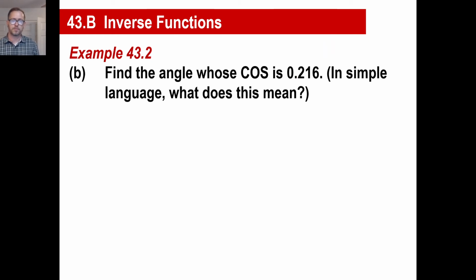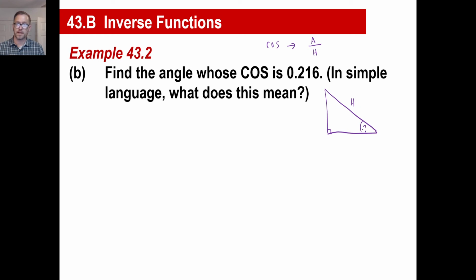All right, let's do another one. Find the angle whose cosine is 0.216. In other words, there's your triangle. All right, there's your hypotenuse. Let's say this is your angle that you're messing with. You don't know what it is. The cosine is 0.216. Let's think about cosine. Cosine is what over what? Adjacent over hypotenuse. In other words, this to the hypotenuse will be 0.216.